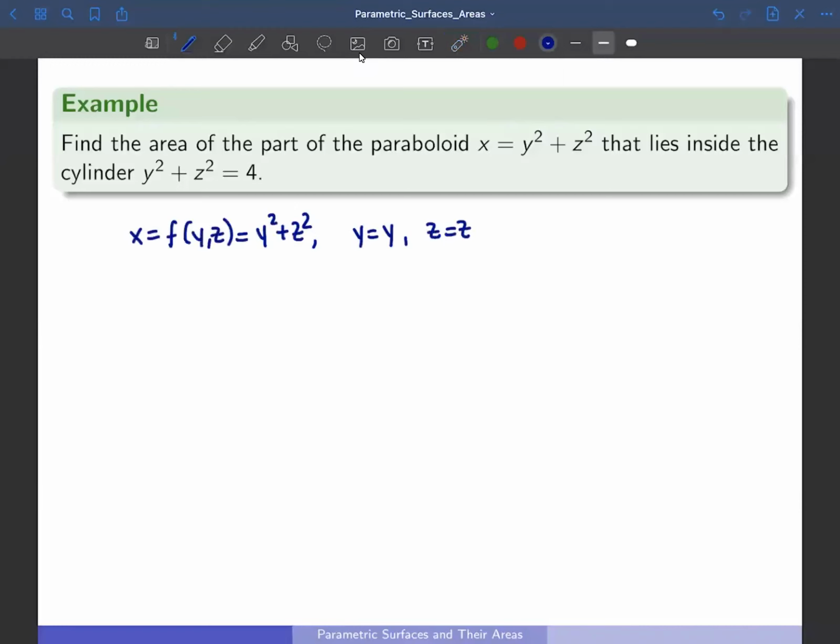And since we have the part of the paraboloid that lies inside the cylinder y squared plus z squared equals 4, we'll have that 0 is less than or equal to y squared plus z squared less than or equal to 4. And this defines the region of integration, let's call that D.